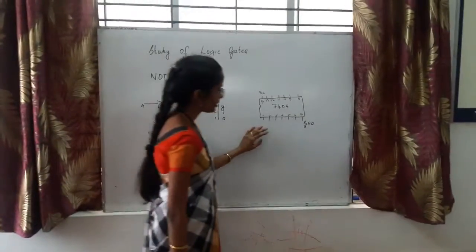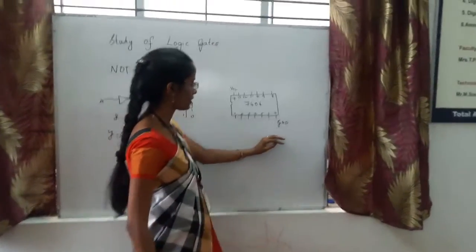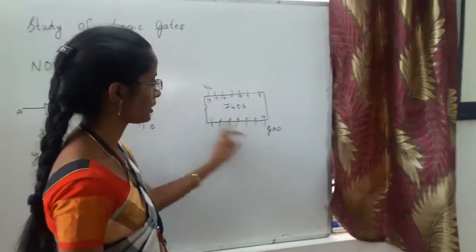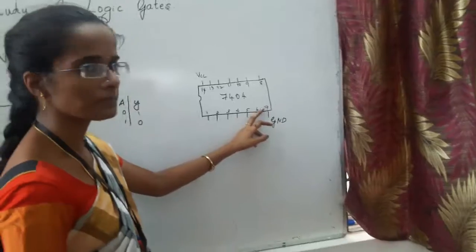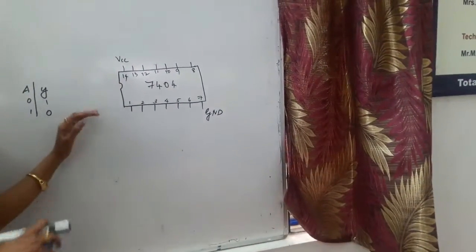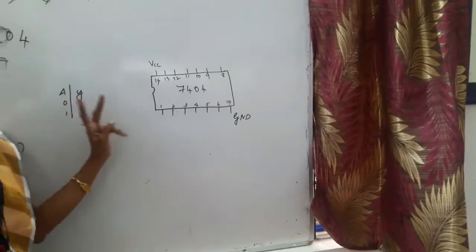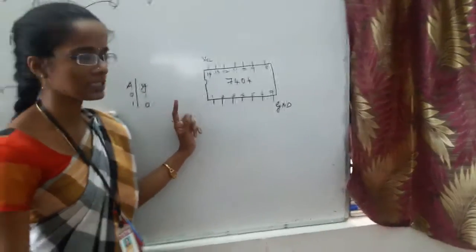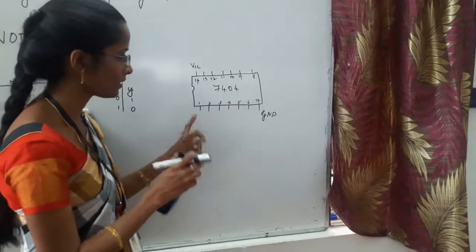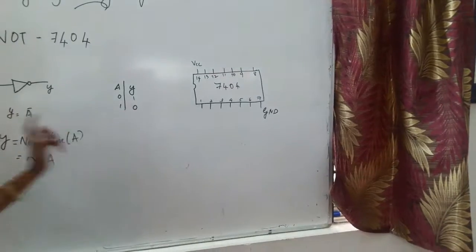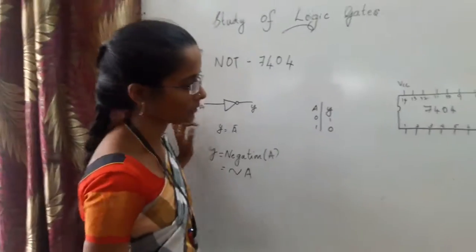This is the Venn diagram of the NOT gate. Similar to the AND gate, this is also a 14 pin IC. 7 is the ground pin and 14 is the VCC. In the case of the AND gate, it was a 2 input gate, so it had 4 gates inside one IC. Here there will be 6 gates in the IC. Why? Because it has only 1 input.